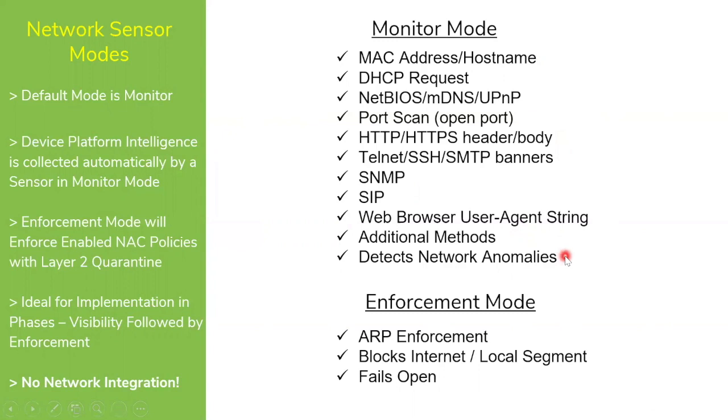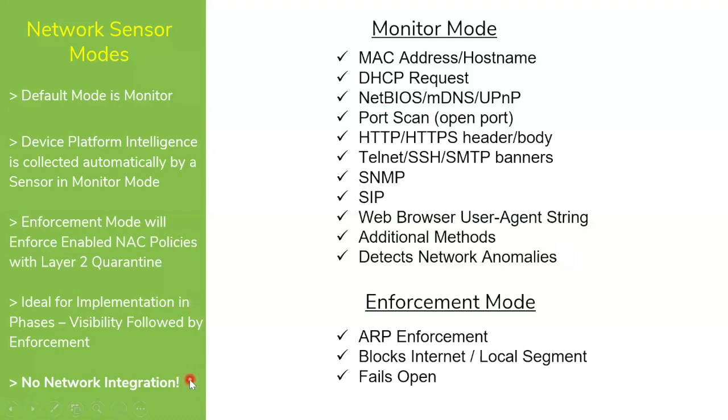Also, because of the visibility at the layer 2 level, network anomalies such as ARP bombs, other devices out there doing ARP poisoning, or DHCP conflicts can all be detected and remedied using this enforcement model. Once you switch to enforcement mode, it will start enforcing all enabled NAC policies and facilitate layer 2 quarantine via ARP enforcement. So this is ideal for the ability to implement NAC in phases, which is always recommended, where you first start with visibility and then you follow that with enforcement.